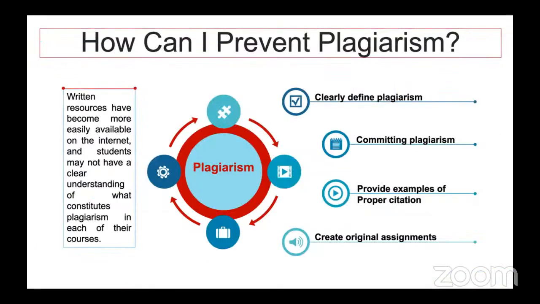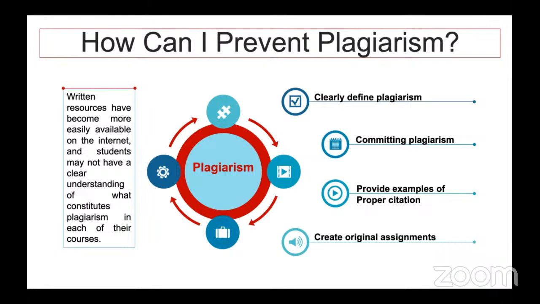So how can I prevent plagiarism? There are different methods which can help you to avoid this type of plagiarism. You can go ahead with a clearly defined plagiarism policy. Provide examples of what it means to commit plagiarism. For example, a new student might come into the classroom and not even know what plagiarism means. So it is the responsibility of the instructor, the teacher or the professor, to clearly define plagiarism in front of the students.